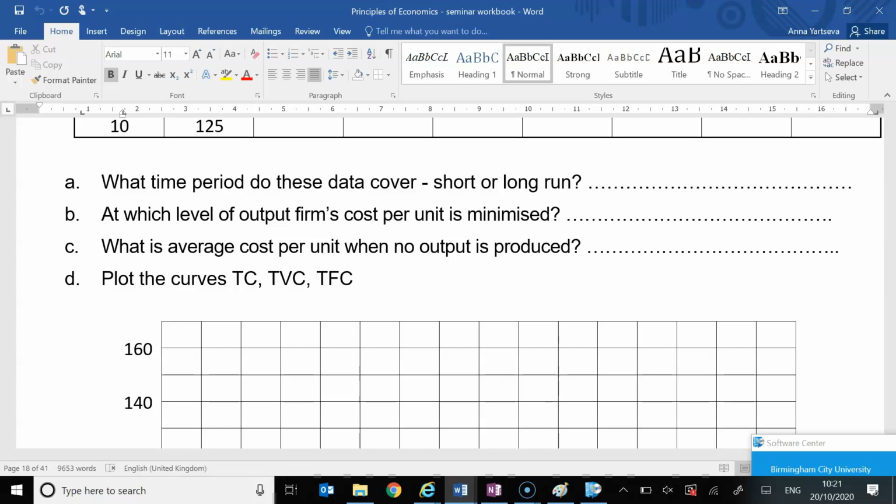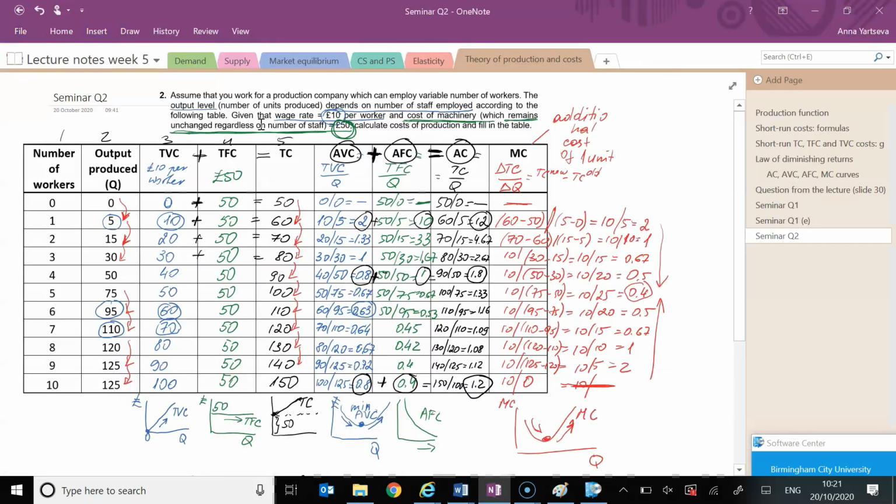It's a short run. All production, strictly speaking, takes place in the short run. Why is that? Because you are stuck with a certain amount of machinery. We are told here that the cost of machinery remains unchanged. We are stuck with a certain amount of equipment, and by definition, short run is a period of time when we have at least one fixed factor of production. Long run is a period of time when all factors are variable, when we are able to adjust both number of workers and amount of machinery. Here, we are stuck with a certain amount of machines, which means that we are operating in the short run.